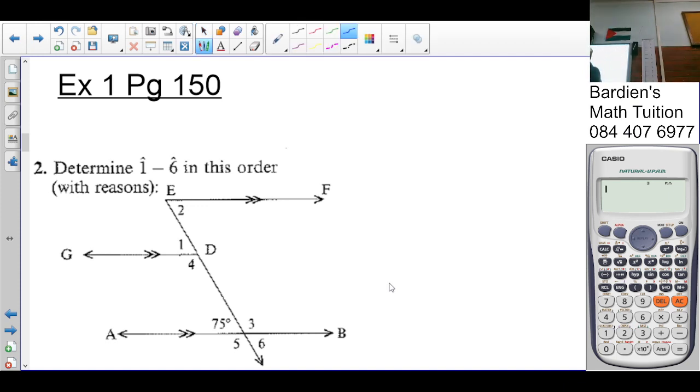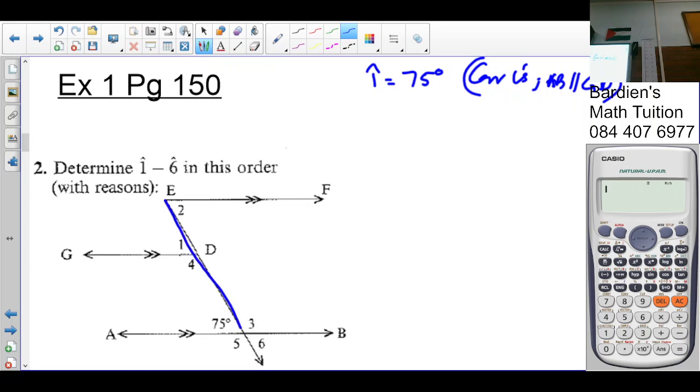So angle 1 is equal to 25 degrees. Why? The corresponding angles with AB parallel to GD, or GD is parallel to BA. Those of you who can't see it, these are corresponding angles. These are the F being formed.